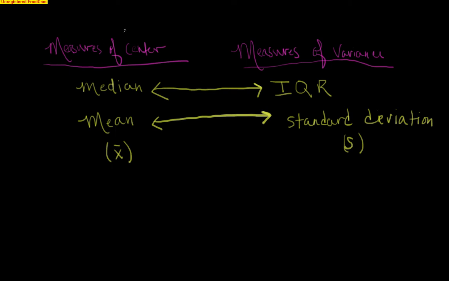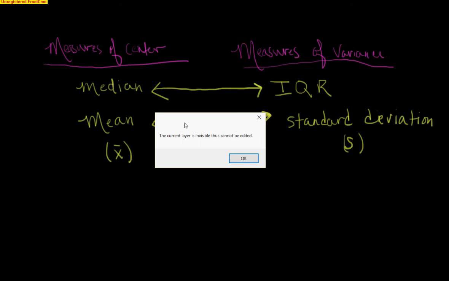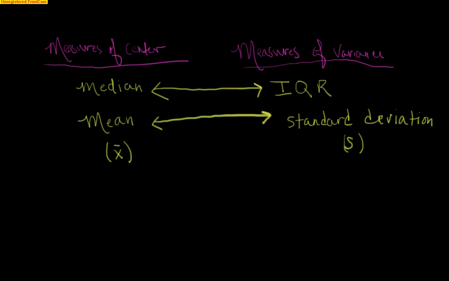Just as a reminder, we've been talking about measures of center in class, and in this video we are going to be moving on into measures of variance. Now we've already talked about the median as a measure of center, and we also look at the interquartile range, or that middle 50%, which is sort of that typical value. And then we've also looked at the mean, which is the average.